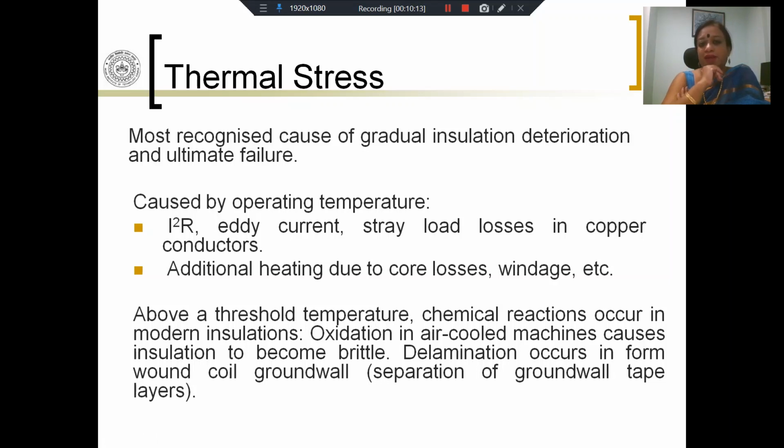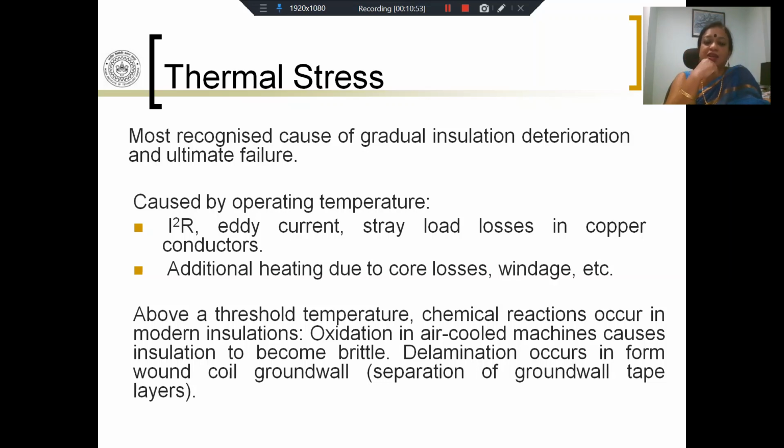Thermal stresses are the most recognized cause of gradual insulation deterioration and ultimately failure. What happens when you apply very high temperatures? Generally, you have current flowing through the conductors. So again, we are talking about the insulating system. When current flows, the conductor heats up. When the conductor heats up, the insulation around it also heats up. So the temperature of the insulation increases. Not only do you have direct current flow, you can have eddy current circulating, you can have stray load losses in copper conductors. So there will be additional heating.